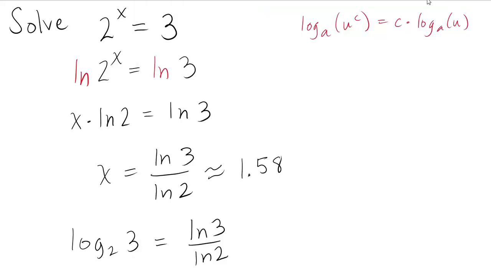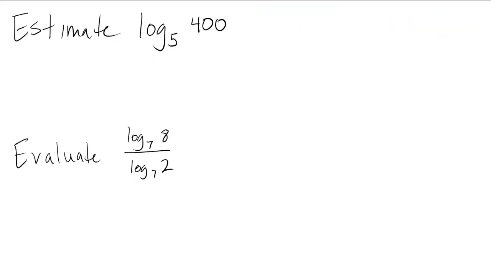I promised you we're going to get back to solving equations, but since we've already taken the detour to change of base formula, let's just look at a couple of examples of applying it. The first example here says estimate log base 5 of 400. Log base 5 of 400 is the exponent you have to put on 5 in order to get 400. I don't know what that is. I can tell you what it falls between.